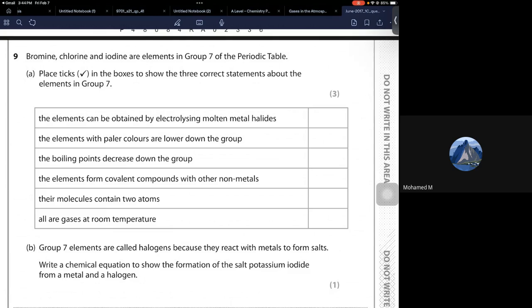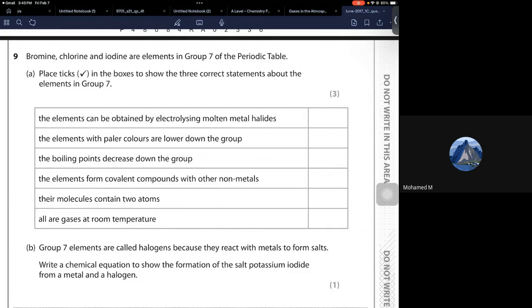Bromine and iodine are elements in group 7 of the periodic table. Place ticks in the boxes to show three correct statements about the elements in group 7. The elements can be obtained by electrolyzing molten metal halides.